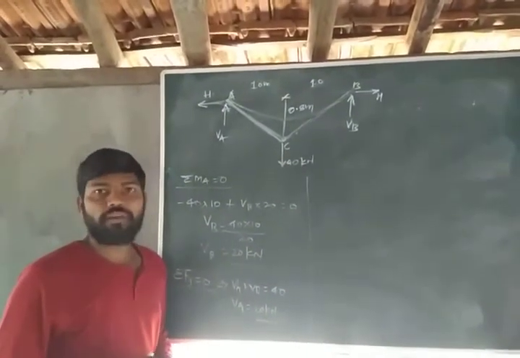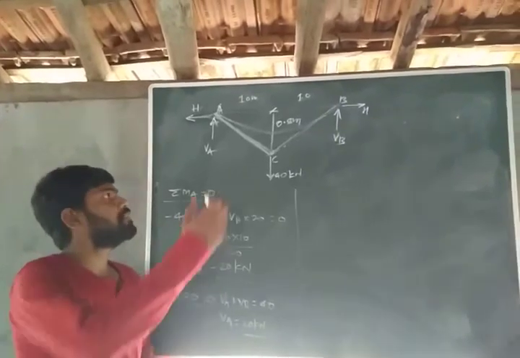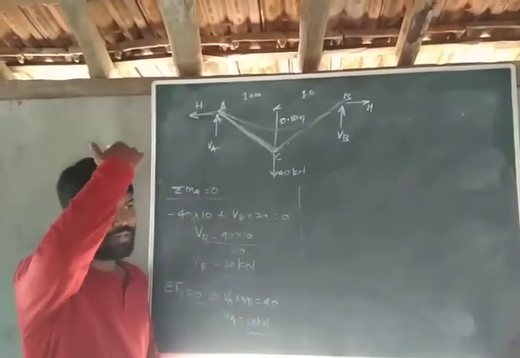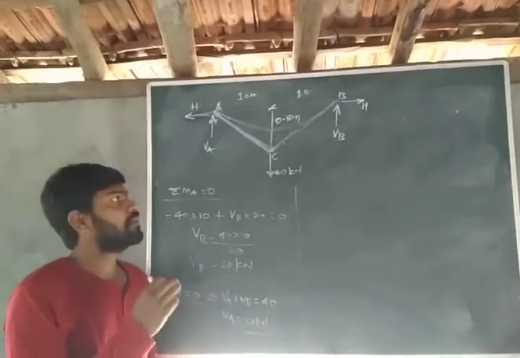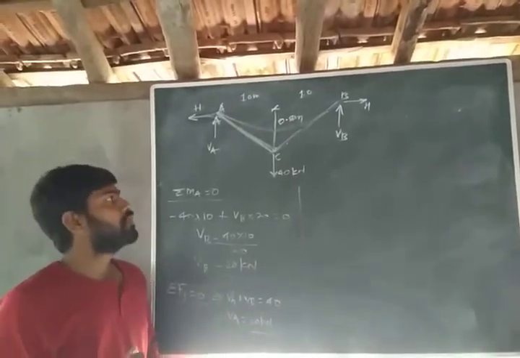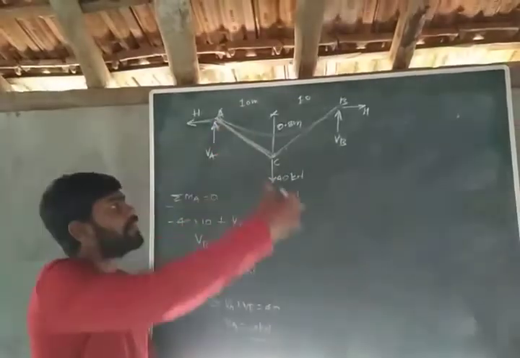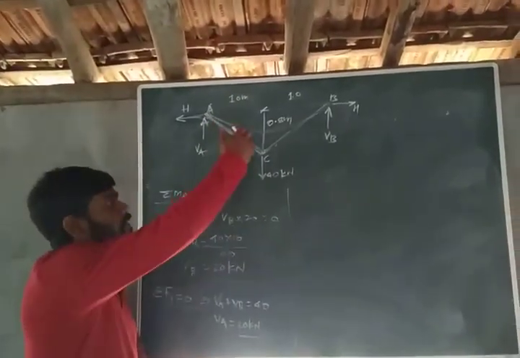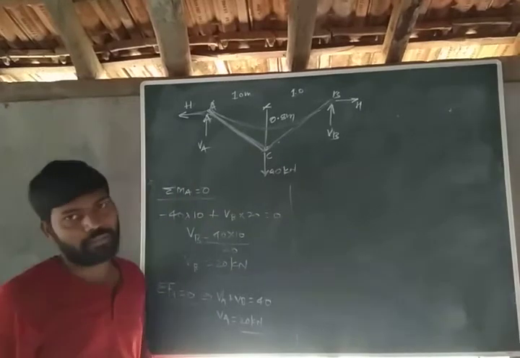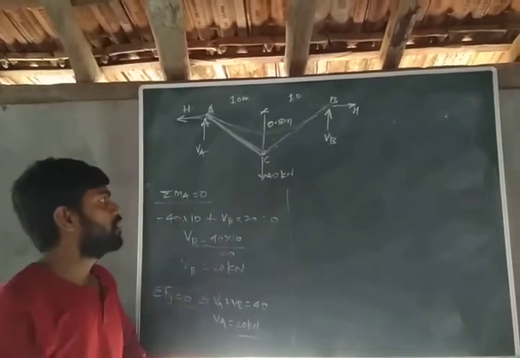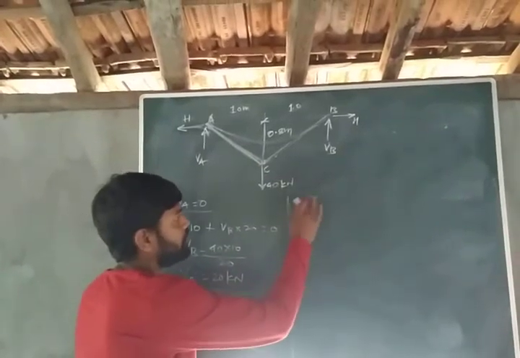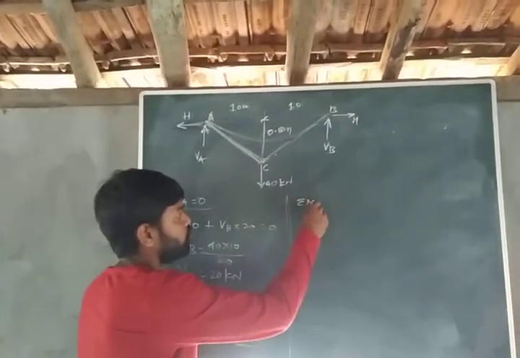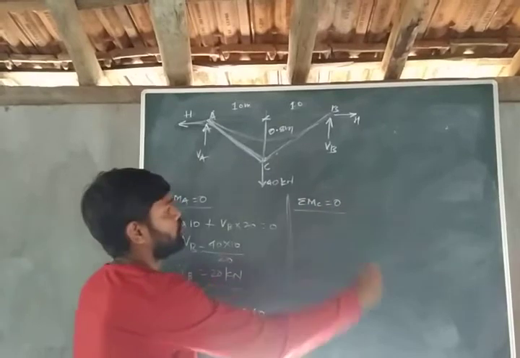Now to calculate the value of H, we should know the principle of the cable, that cable does not resist any bending moment. As I have told in the last lecture, cable does not resist any bending moments. So if you take the moment at any section in the cable, summation should be equal to 0. So I will take the bending moment or summation of moment at point C and equate it to 0 to calculate the value of H.